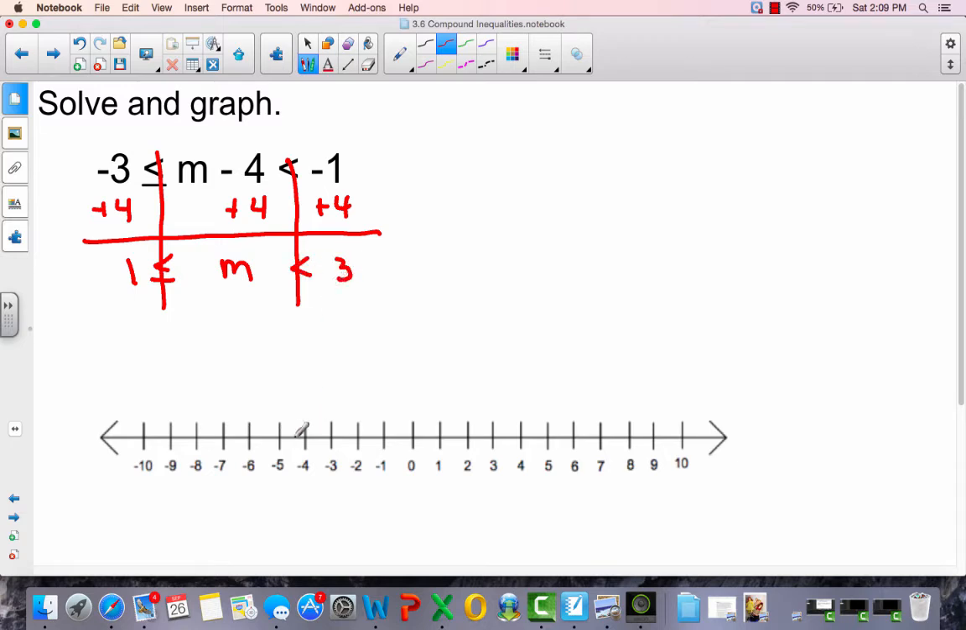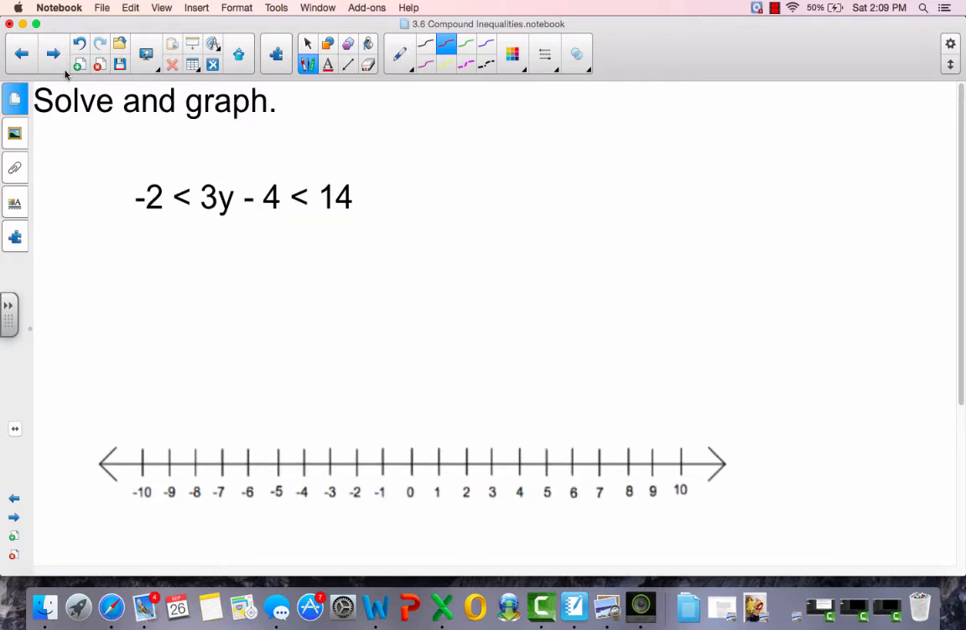And we come down here to graph and we write, where's the 1? Here's 1, less than or equal to, and the 3, less than, so it's open. And we connect them, and we've got our graph. Not so bad doing two things at one time, is it?